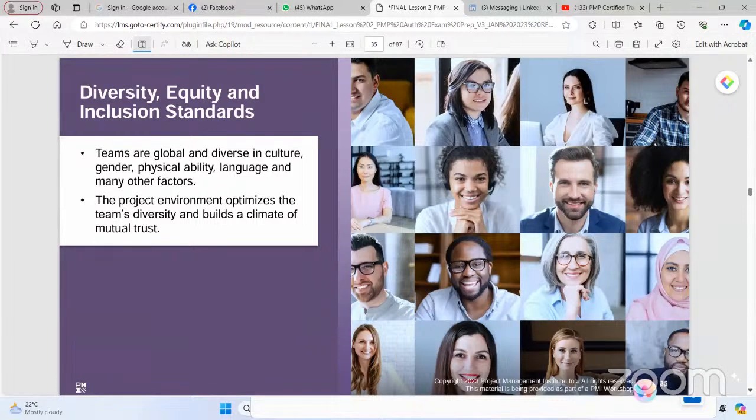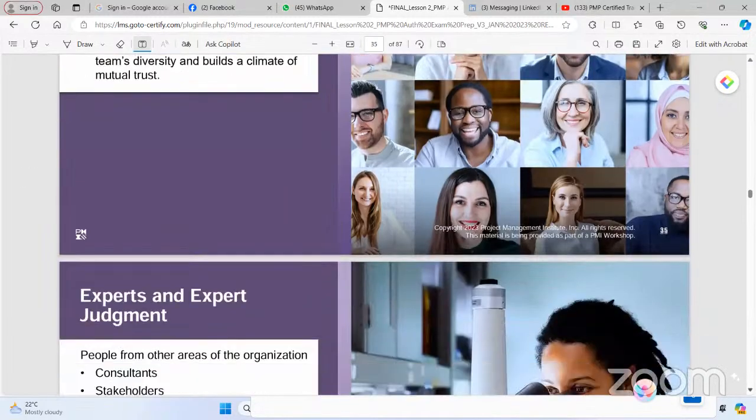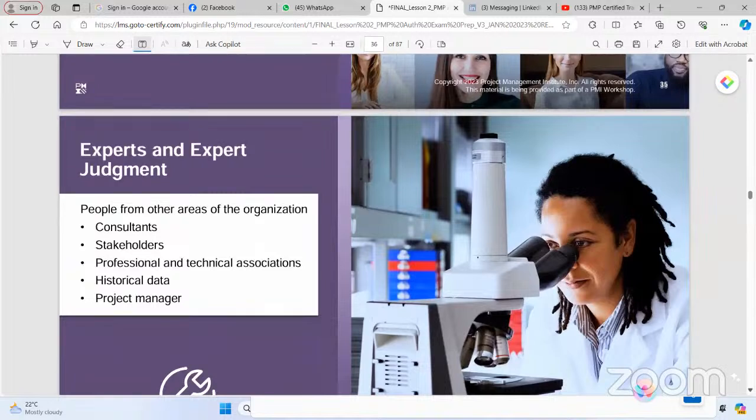Well, I think the unique talent, skills, and knowledge of every team member contributes to the team dynamics of the team.